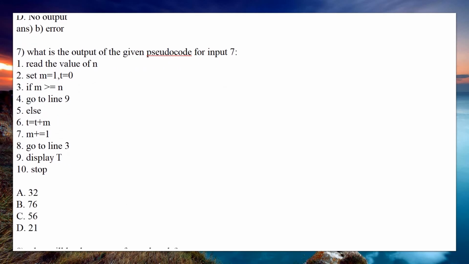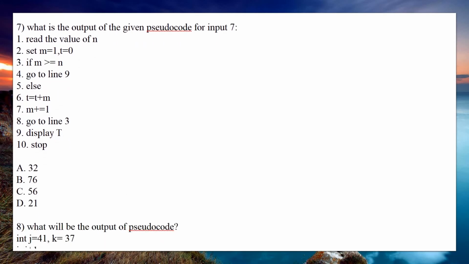The next one is the 7th question. What is the output of the given pseudocode for the input 7? Initially m is 1 and t is 0. You check whether m is greater than or equal to n, that is whether 1 is greater than or equal to 7. It is false, so the else statement is executed.